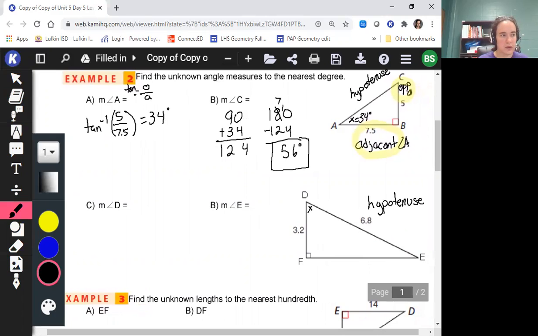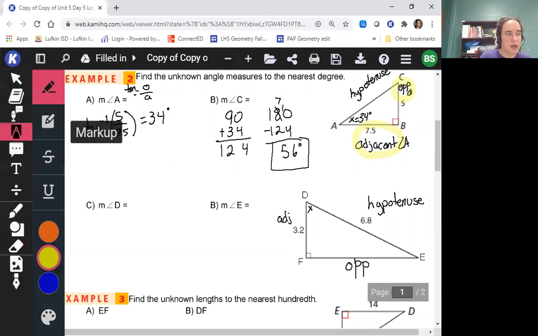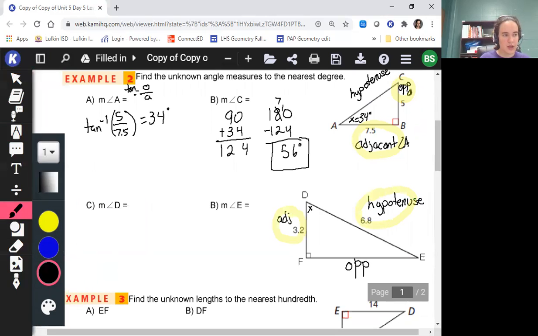Next to that angle is our adjacent side. Across from it is our opposite. Again, remember that we need two sides with numbers on them. And our two sides with numbers on them are our adjacent and our hypotenuse. And what trigonometric ratio uses adjacent over hypotenuse?